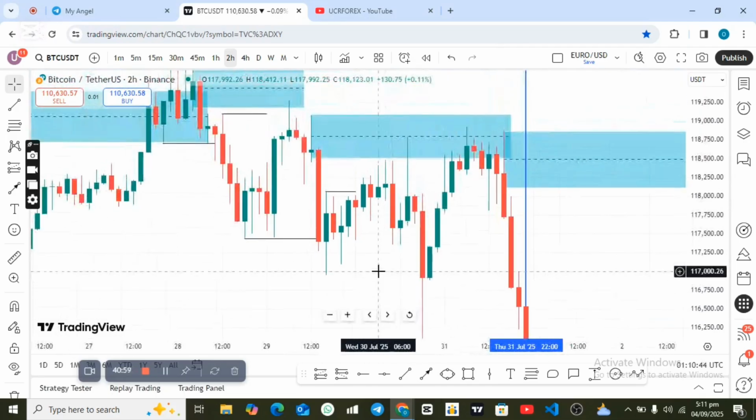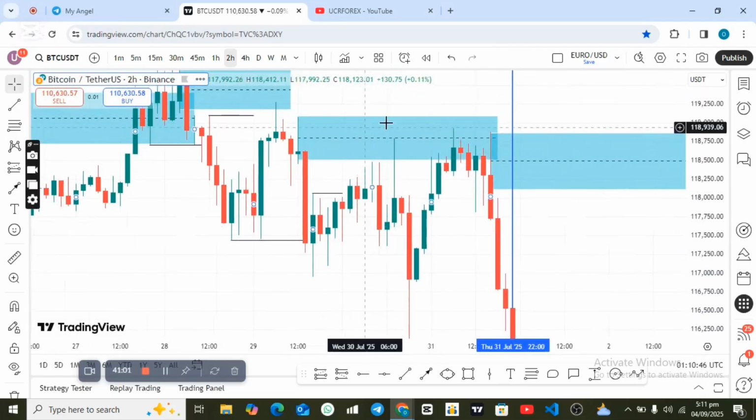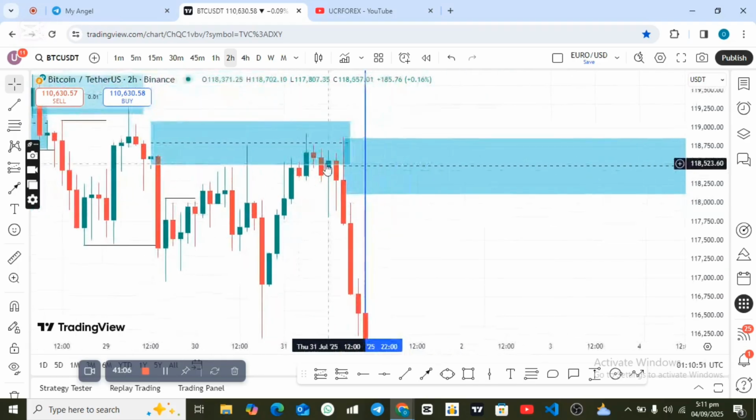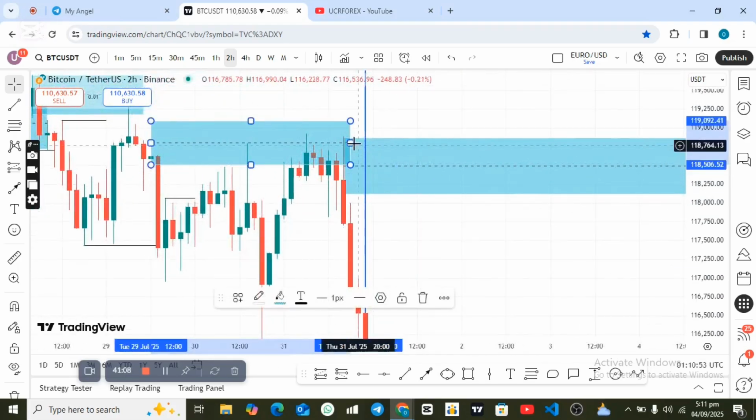Now, whenever price mitigates a zone, like this zone now, price has mitigated, there's no need for you to mark this zone again. There's no need for you to start extending this zone. No, no, no.